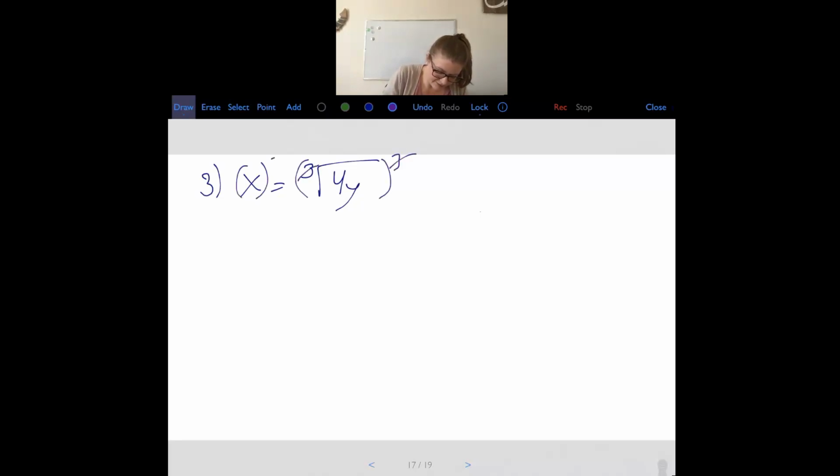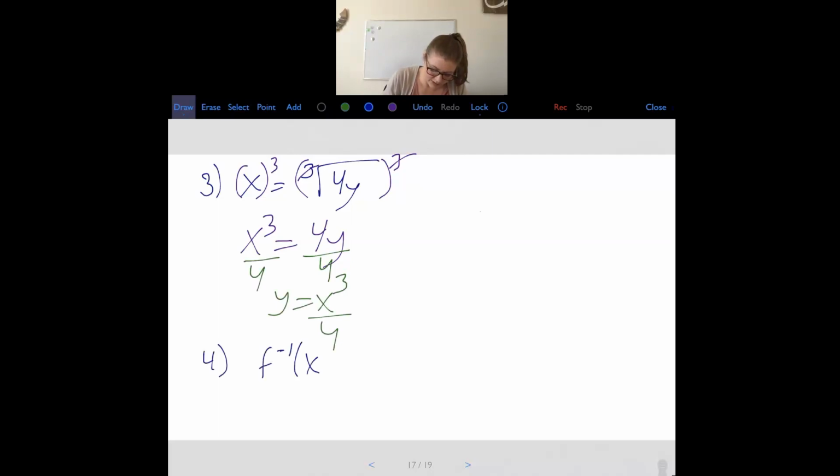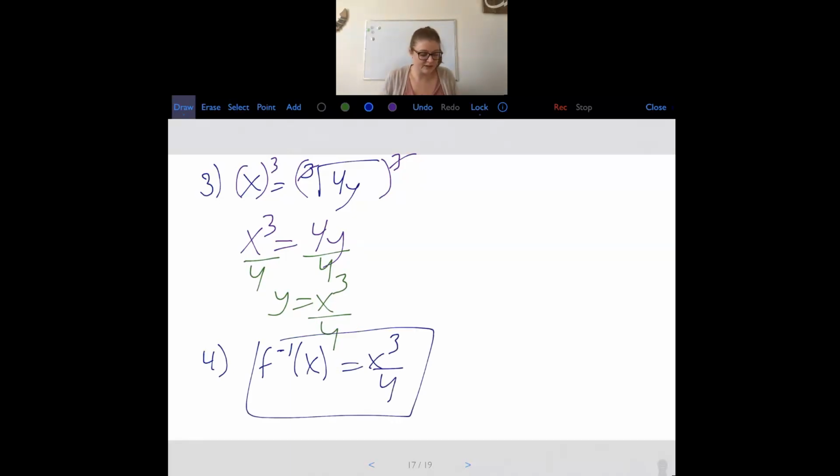Okay, so we have x to the third is equal to 4y. Okay, the cube root times itself 3 times is going to cancel out the root and just give us 4y. And now we divide both sides by 4 to solve for y. And the last step is to replace y using our inverse function notation. Okay. So we have the inverse is equal to x cubed over 4.